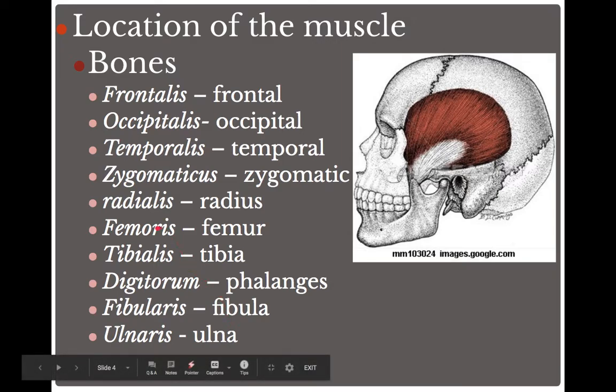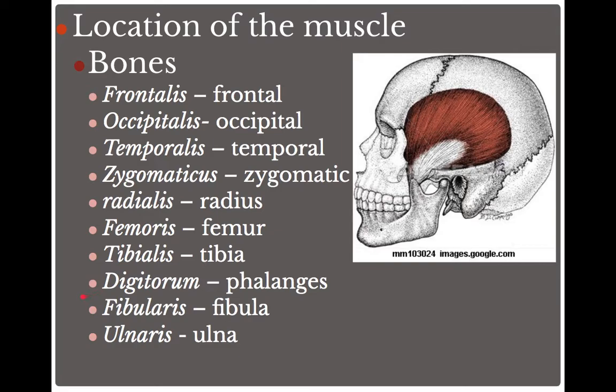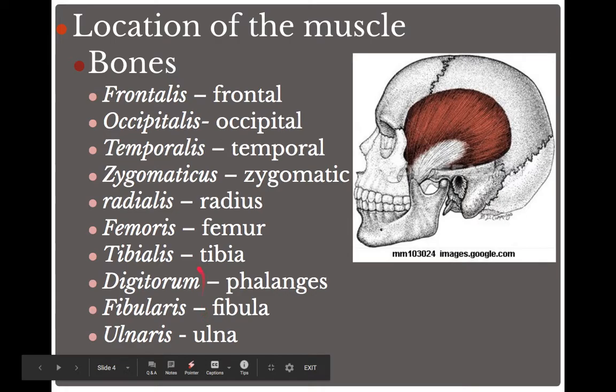In your legs, you have the femoris muscle, which stretches across your femur, your thigh bone. You have your tibialis and fibularis muscles, which stretch across the lower leg bones, the tibia and the fibula. And then you have your digitorum muscles, which are the muscles that you find on the phalanges, the fingers and the toes.